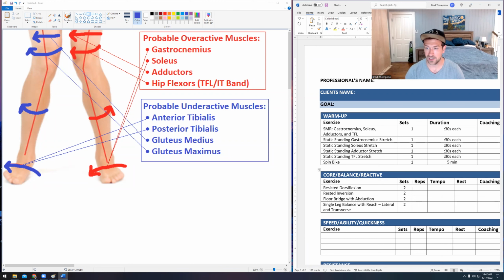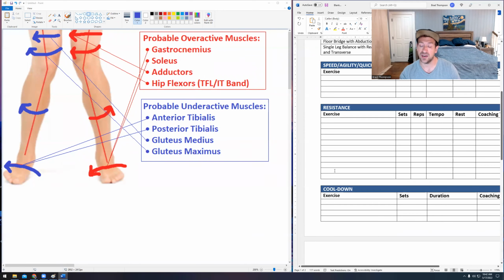For the resisted dorsiflexion, we'll go with 12 reps. The inversion, we'll go with 12 reps. That's going to be each, by the way. The floor bridge with the abduction, we'll do 20 of those. And then the balance with reach, we'll go six each, because that'll be 12 total. Tempo is going to be slow for all of these. We want to focus on learning how to contract properly. We'll take 0 seconds of rest on each of these, and we'll do 60 seconds at the end. So we'll do it as a circuit. So we're just being a little bit more time efficient.